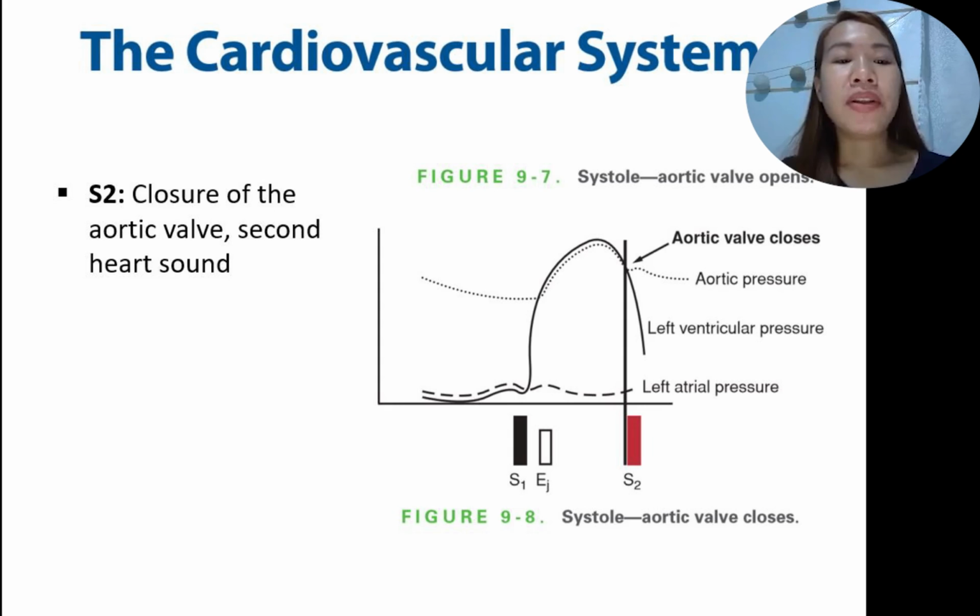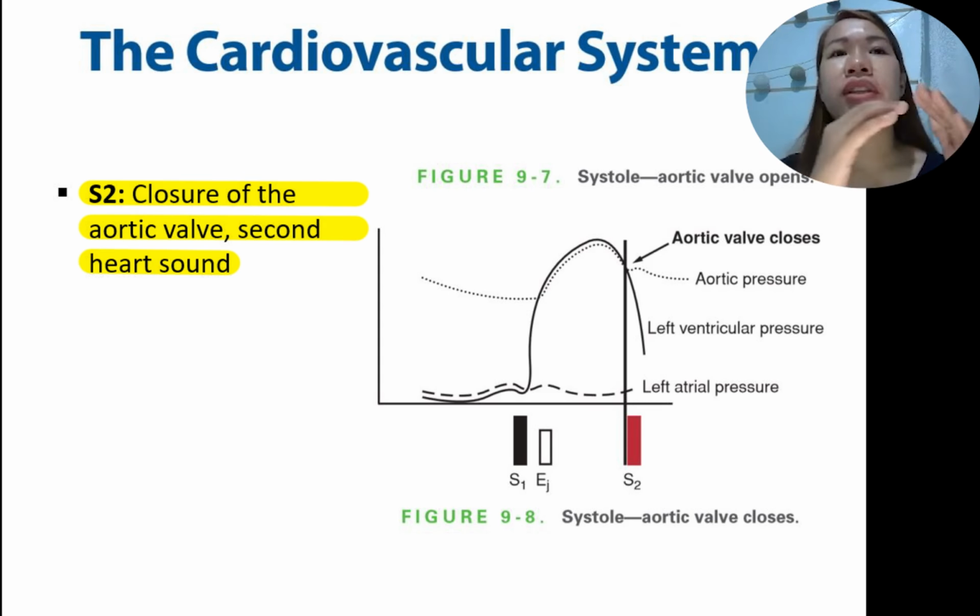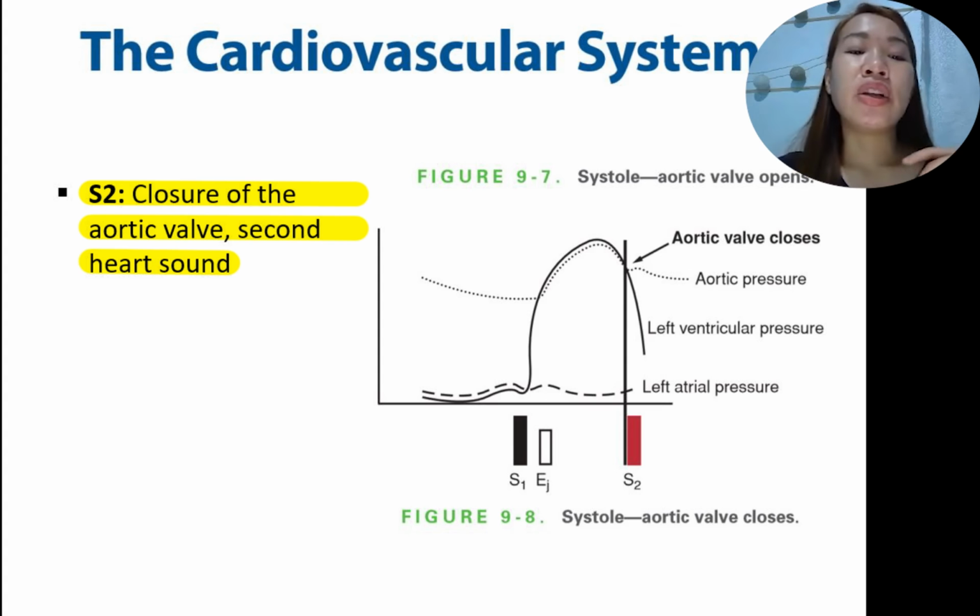All right, now we talk about S2. S2 is correlated to the closure of the aortic valve, which is the second heart sound. Now, imagine when the aortic valve is closed, it means that the left ventricle is relaxed and will now allow blood to fill it. This is the time that the mitral valve will open and the atrium will contract, therefore filling blood into the ventricle. And the closure of this aortic valve will then cause the S2 sound.